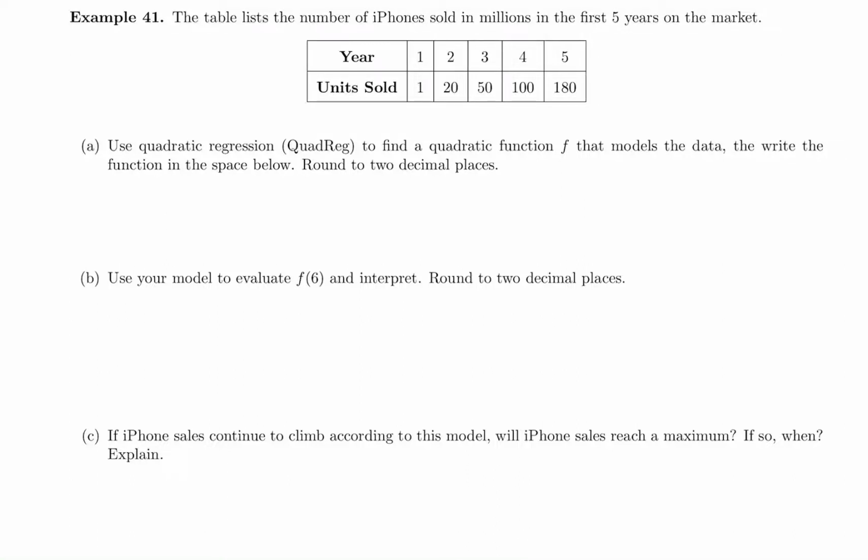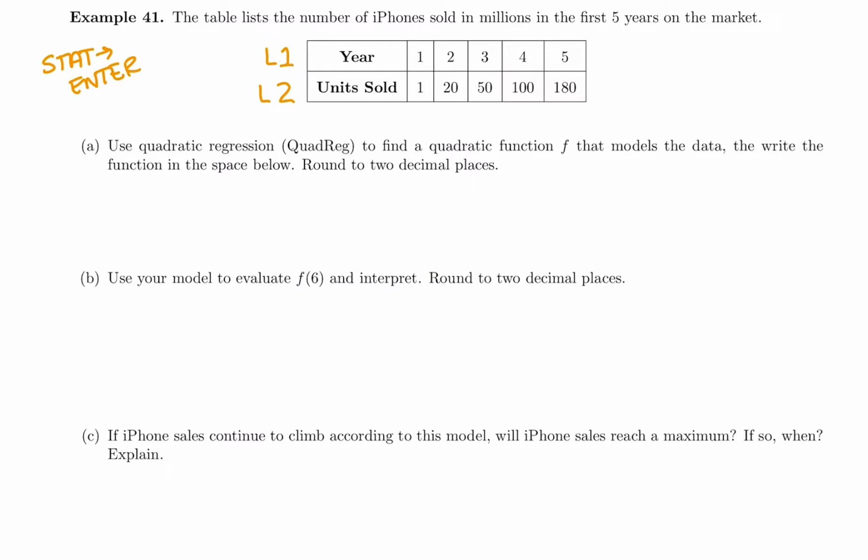In this video, we're going to do some quadratic regression in our calculators. So I'm going to hit the stat button on my graphing calculator, and I'm going to put the years as my L1 and the units sold as L2. So I'm hitting stat, enter, stat, enter, and then put these lists in by plugging in the number.